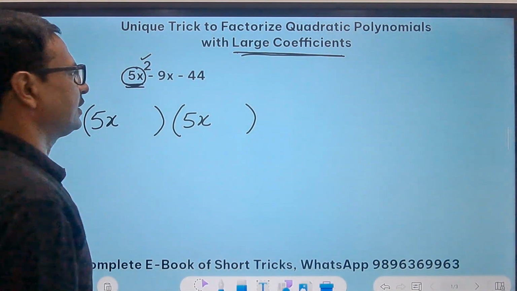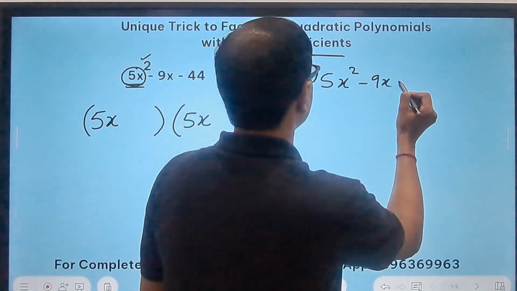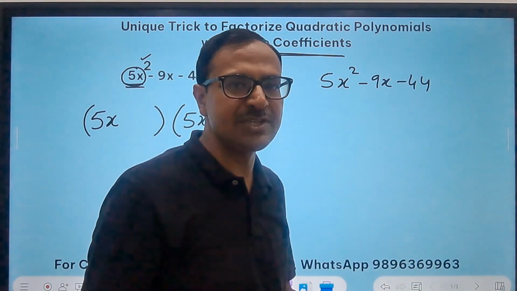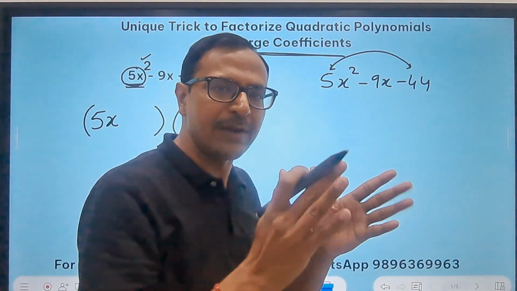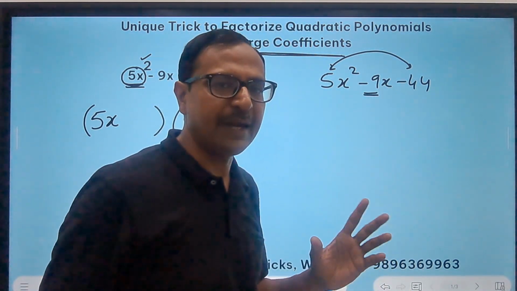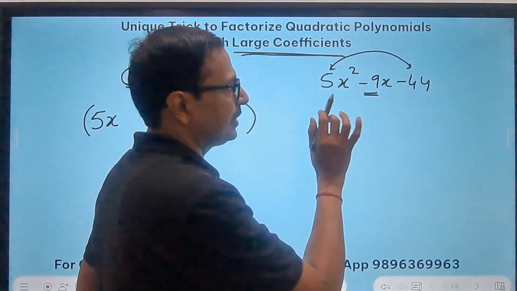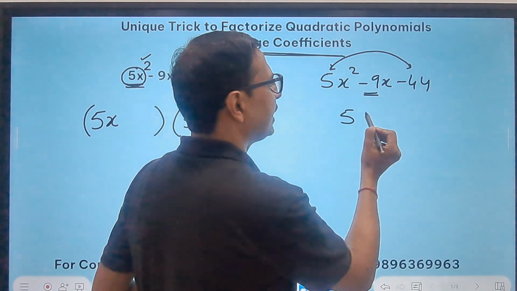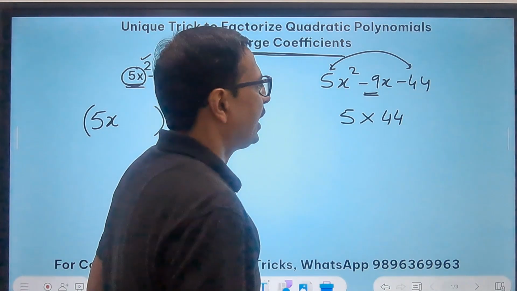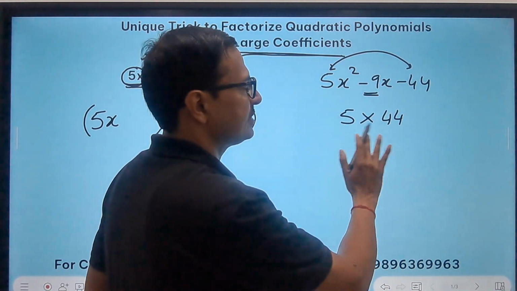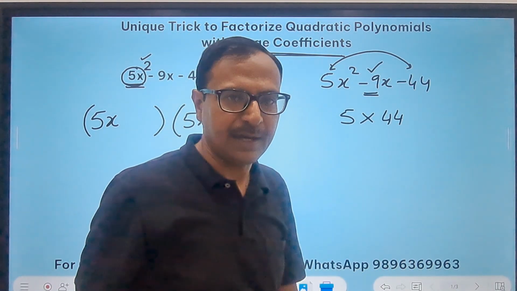Now the middle term splitting part. So we all know whenever you have a quadratic polynomial like this one, we have to find 2 numbers or 2 integers whose product is the product of the first and last coefficients, and whose sum or difference is the middle number here, -9, right? That's a very difficult task, right? So let's simplify this. 5 times 44. I'm just ignoring the negative sign as of now, okay? So I want to split this product into 2 factors whose sum or difference is 9, okay?